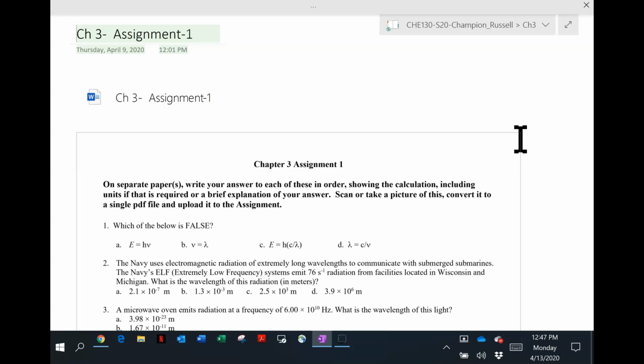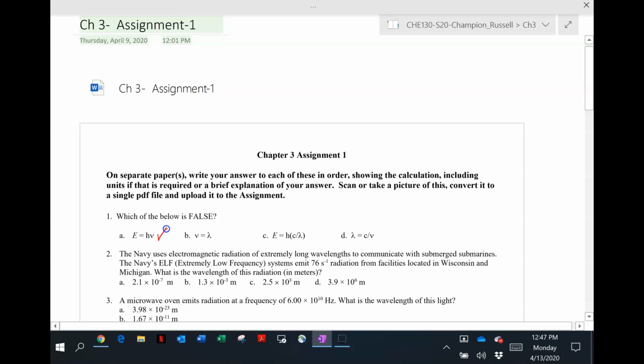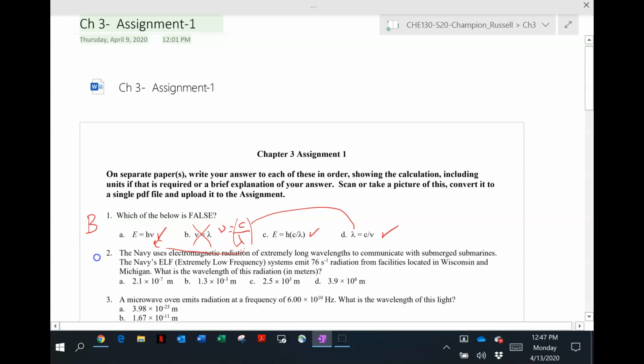So first question here: which of the following is false? Well, we know that E is equal to h nu. That's correct. Wavelength is not equal to frequency. The frequency would be equal to c divided by lambda. E is equal to h nu, which is, if you take that c over lambda and put it in for nu there, that looks good. And then here is the rearranged version of this, so that's good. So the false answer is B there.